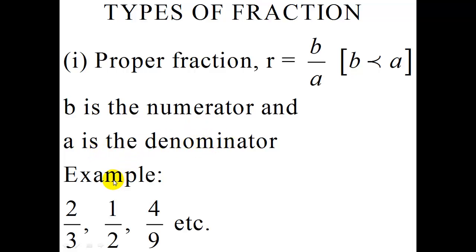Now, these are examples of a proper fraction. 2 over 3 is an example of a proper fraction because the numerator 2 is less than the denominator 3. 1 over 2, that is half, is also a proper fraction because the numerator 1 is less than the denominator 2. 4 over 9 is also a proper fraction because the numerator 4 is less than the denominator 9. So these are all examples of a proper fraction.